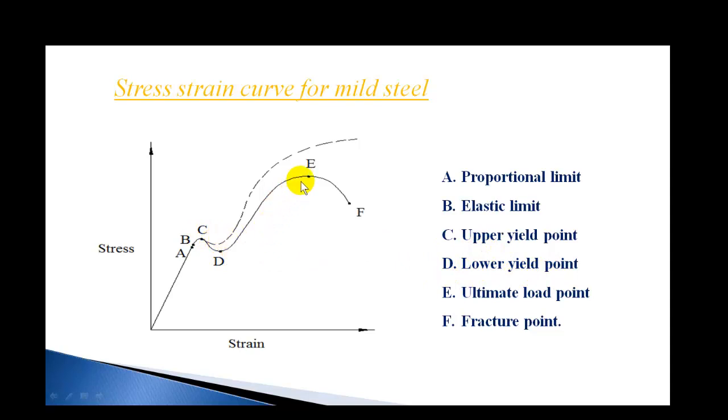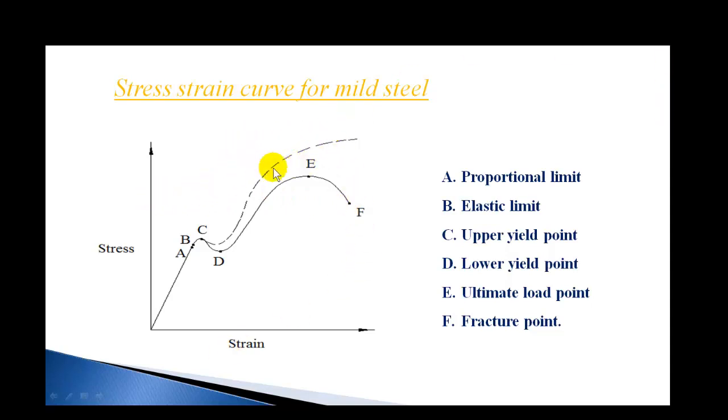And E is the ultimate stress or ultimate load point, where maximum stress is encountered during the tensile test. And F, the material breaks or fractures, and it is the fracture point, and the corresponding value gives the fracture stress. So corresponding to A, B, C, D, E, F, you can find the stresses: stress at elastic limit, stress at yield point (usually the upper yield point is taken), ultimate stress, and the fracture stress.